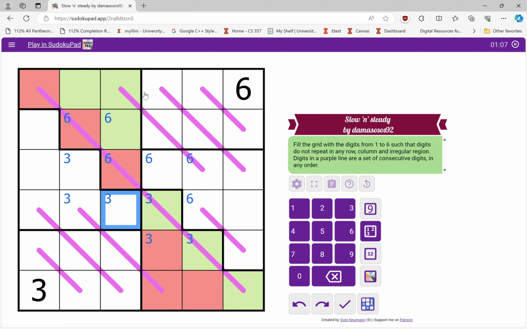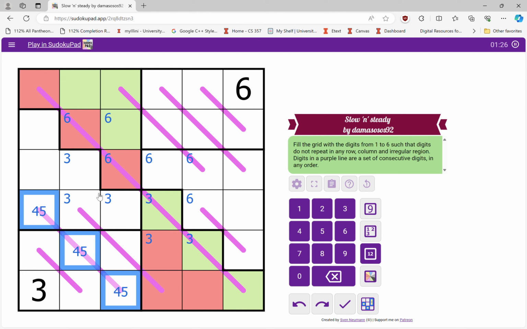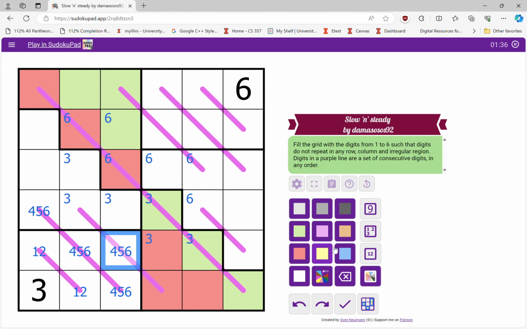Let's see. So here we have 2 groups of consecutive digits, each of which has to include at least one of 3 and 4. And same thing with this group, actually. It has to be 4, 5, and 6, since it can't have a 3 in it. Which means that this group here has to then be 1 and 2, this one here has to be 4, 5, or 6, and these 2 are the same number, which must be in one of these 2 cells, and in one of these 2 cells.